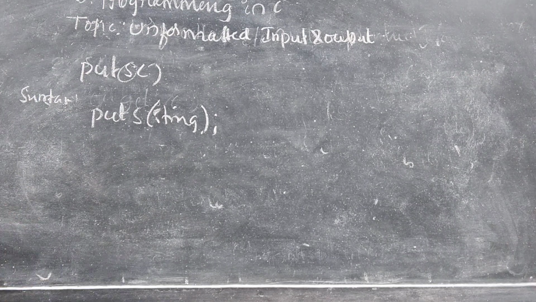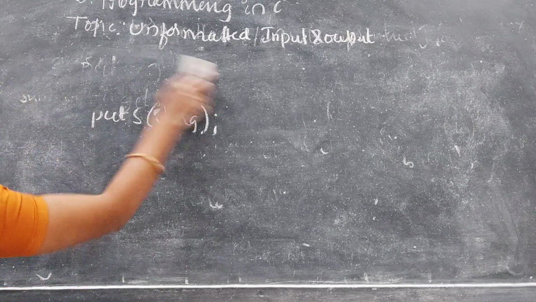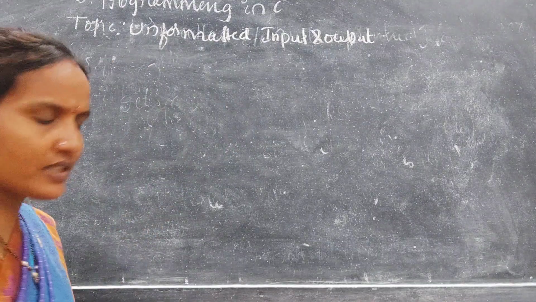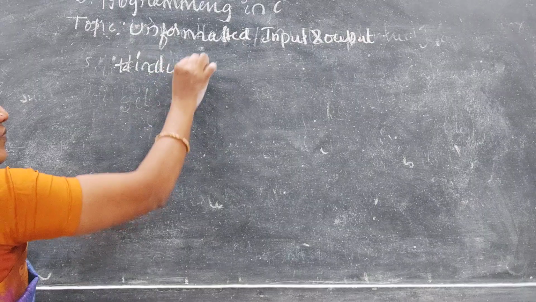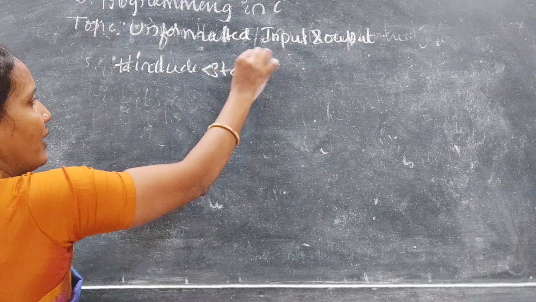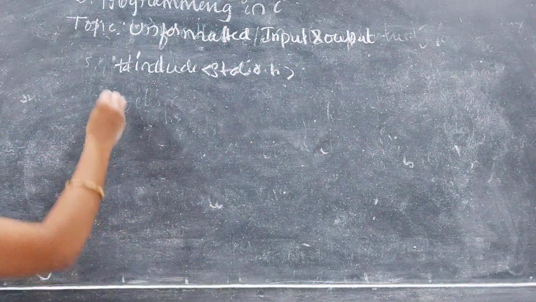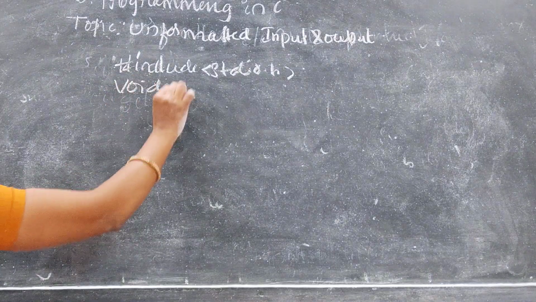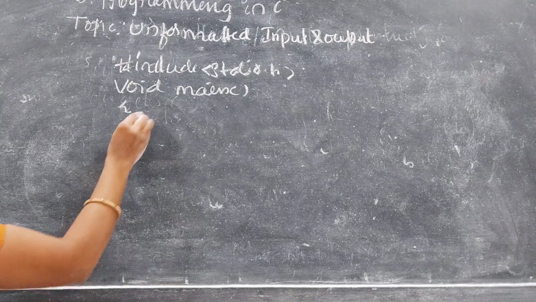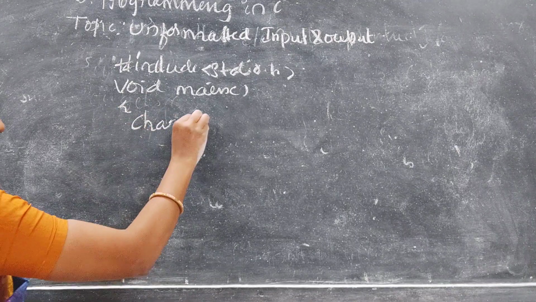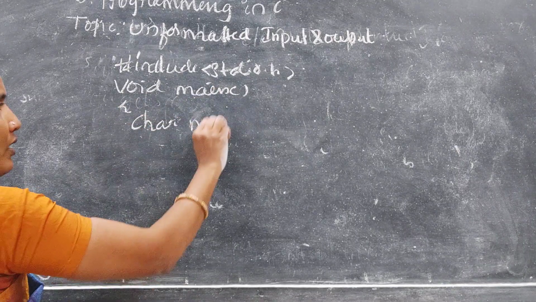Now here we will write an example program using gets and puts. So as usual you write include stdio.h, the input and output header file, void main. In the main function here, take a character array named name as a variable.